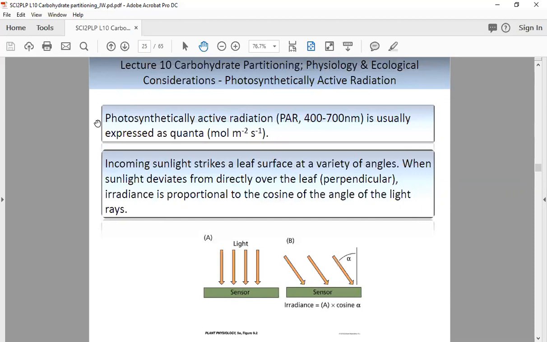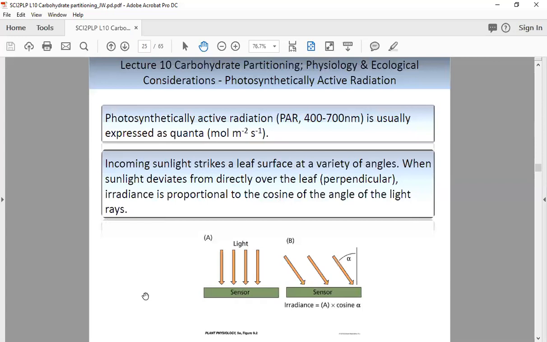Incoming sunlight can strike a flat leaf surface at different angles, depending on the time of day and the orientation of the leaf. And when the sunlight deviates from directly overhead, the irradiance is said to be proportional to the cosine of the angle at which the light actually hits the leaf. And cosine, I wouldn't worry too much about that. This is just a function of trigonometry.